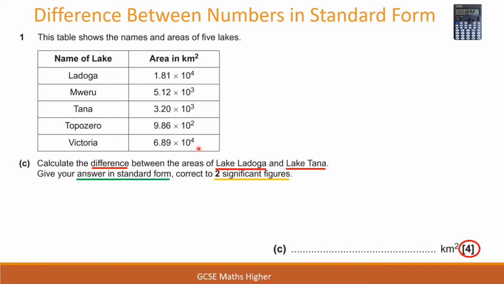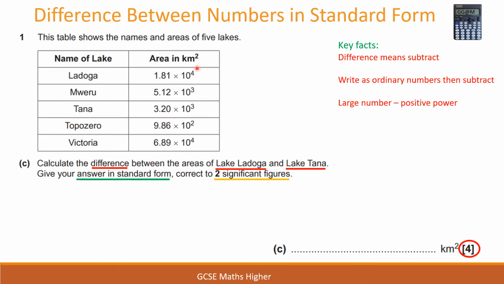Now, to be able to answer this question, we need to know some key facts. So we need to know that the word difference means subtract. We need to then write the numbers for the lakes that are identified, so this top one and the third one. We need to write these as ordinary numbers, and then we're going to subtract them. This is a calculator paper, so you can use a calculator for this question.